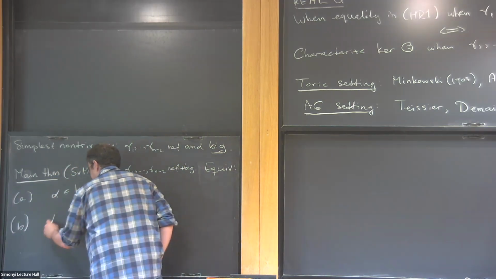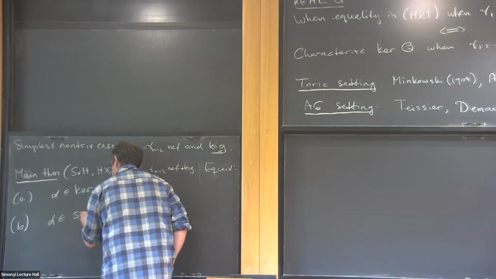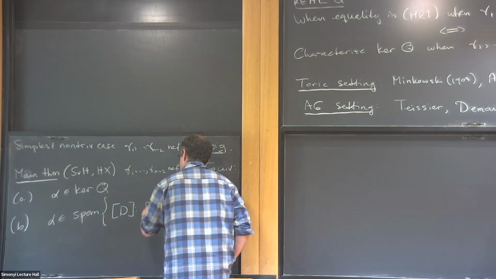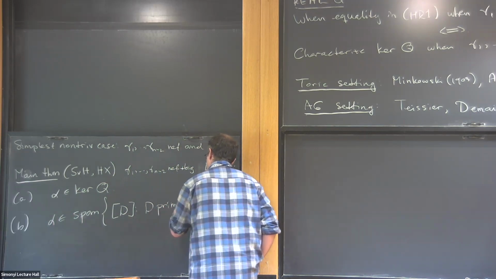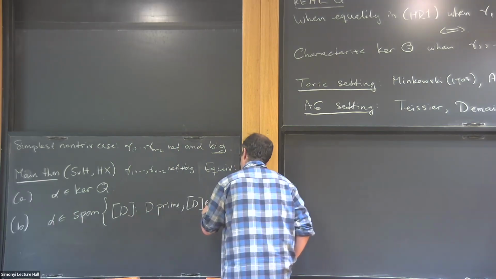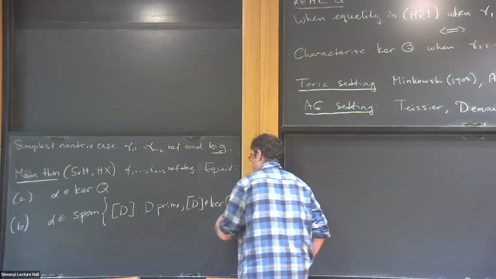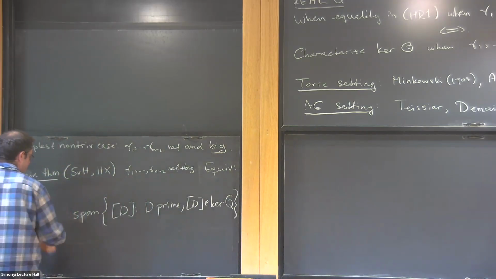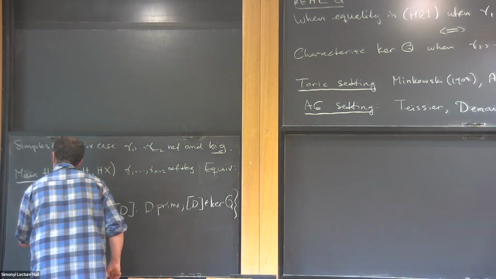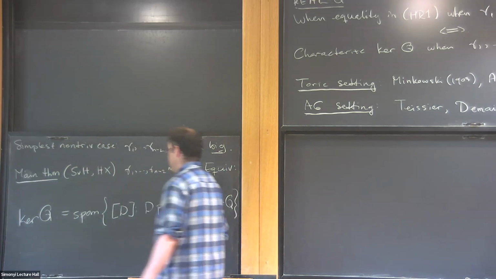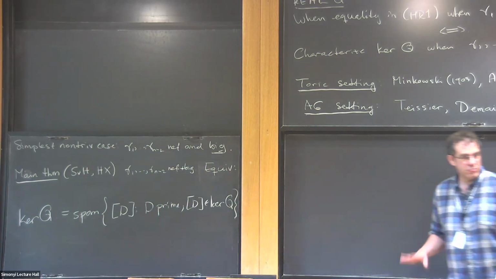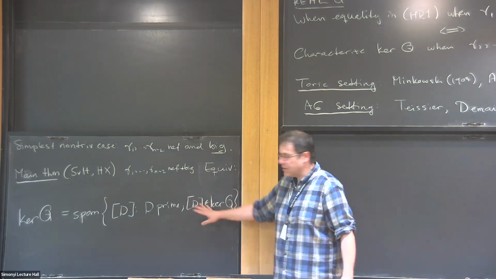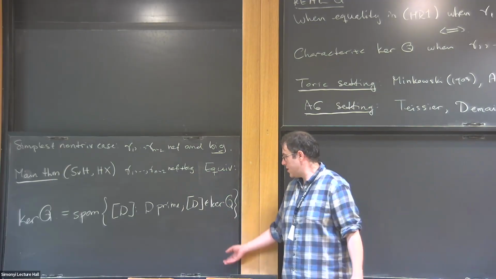The second thing is that alpha is in the linear span of the prime divisor classes that are in the kernel of Q. I just mean, well, I could have just written the kernel of Q. Good. So if gamma 1 to gamma n are nef and big, this is the statement. Good.